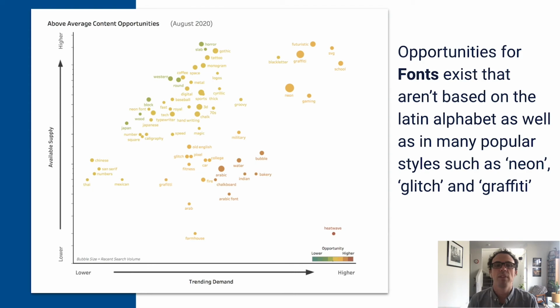Within fonts, we see that there are opportunities for fonts that aren't based on the Latin alphabet, with terms such as Arabic, Japan, and Cyrillic trending. In addition, there appears to be opportunities around fonts with specific styles, things such as neon, graffiti, and glitch.